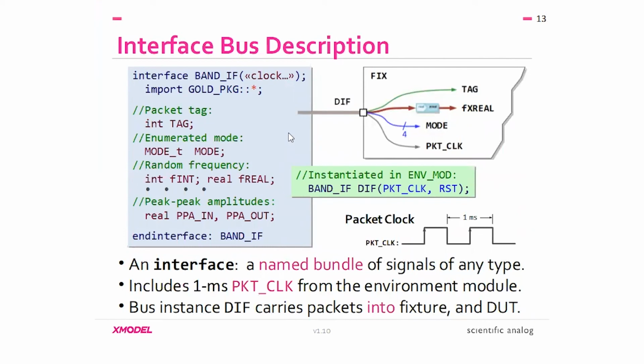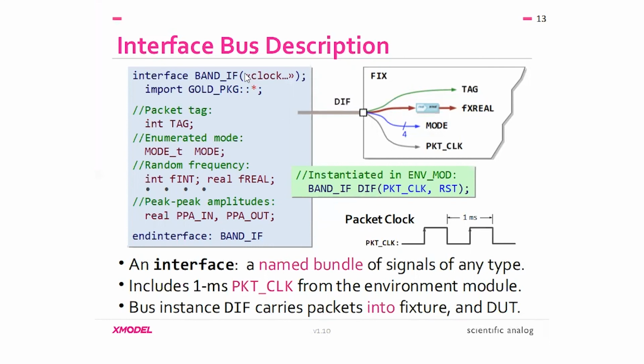Here's the interface bus code. It's basically a bundle of signal declarations, starting with the integer tag, including the mode of enumerated type, the integer and real versions of the frequency, and the peak-to-peak amplitudes in and out of the filter. We can instantiate this interface bus by name as diff on the driver side.